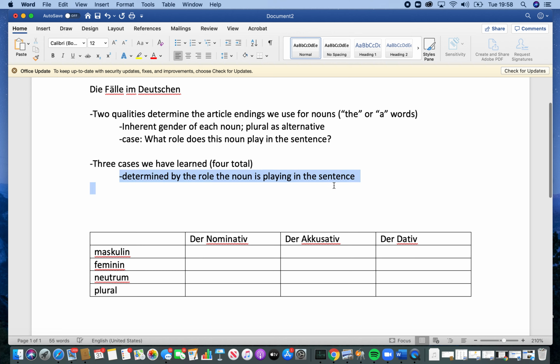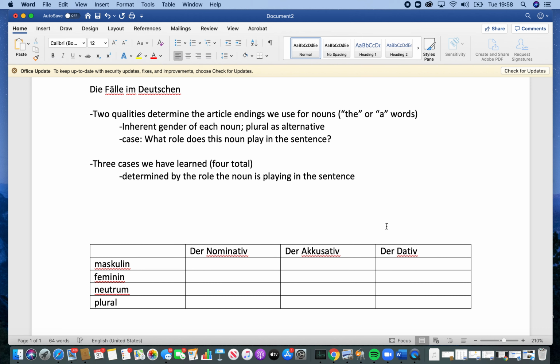And here I basically typed the same thing. So there are 4 total cases in German, der nominative, der accusative, der dative, und der genitive. And genitive is not used all that commonly, and we're not going to talk about it this semester. You can learn it if you want to, but it's not really relevant for our purposes. So we have nominative, accusative, dative.